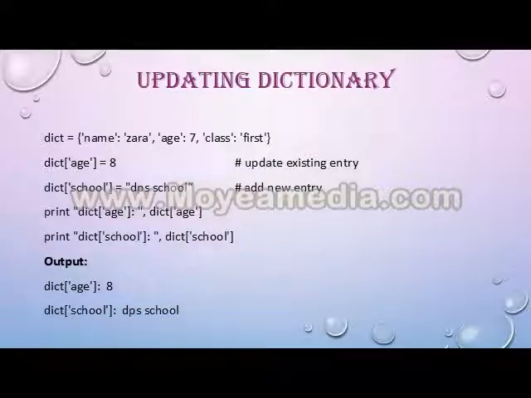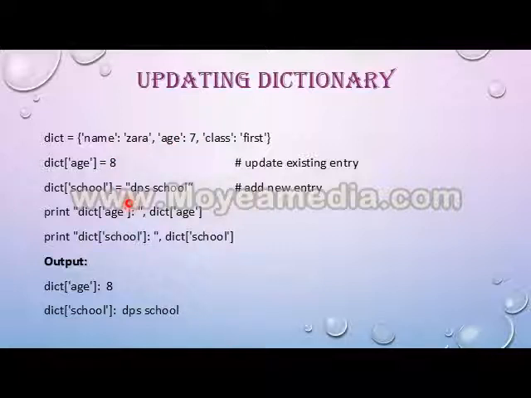Now we will see how to update the dictionary. So here's another example. Dict is equal to name Zara, age 7, class first. Here, if we want to update an existing entry, then what do we do? We use the square bracket, write the key name in that, and we simply change the value we want to write. So here age was 7, now we want to update it with 8, so we have written 8 here.